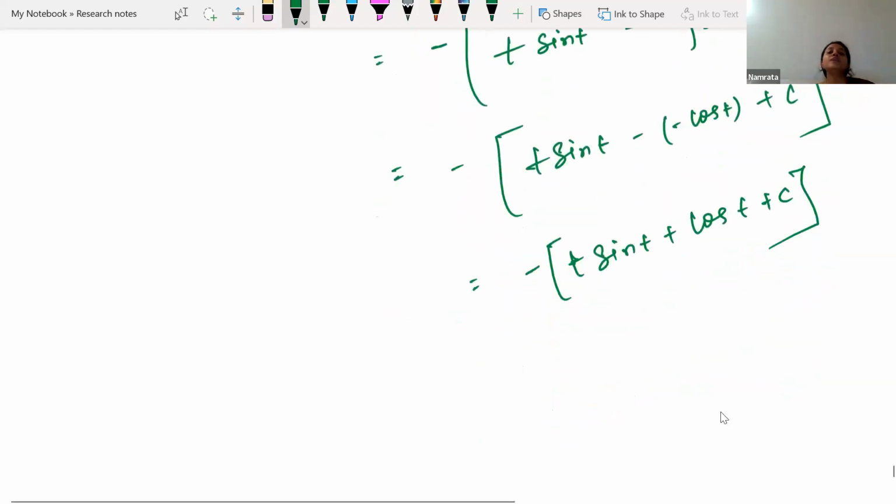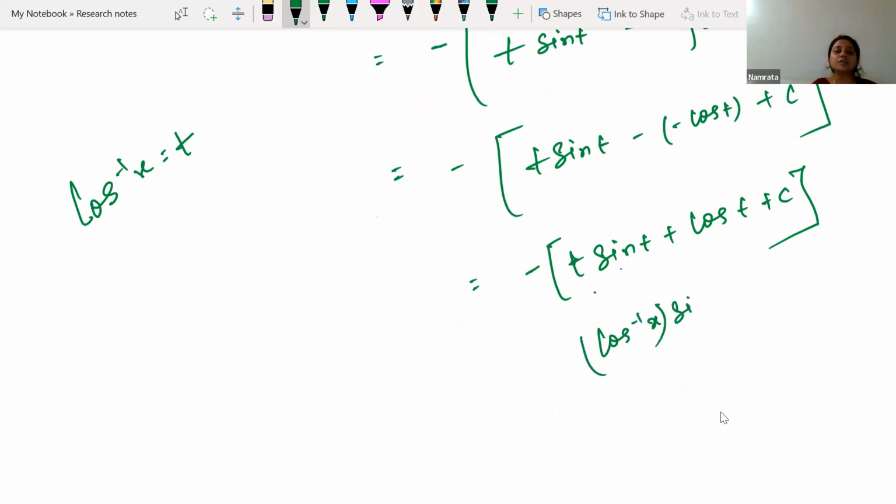Now we have done the substitution, cos inverse x equals t. Now we have to do the back substitution. So wherever you see t, please write it as cos inverse x, and then and only then we are done with this integration. So back substitution we have to do at last. So here t is there, I'll be writing cos inverse x.